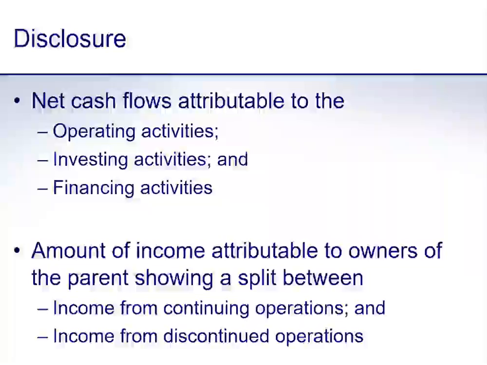We also are required to show the amount of income that is attributable to the owners of the parent. And with this particular disclosure, show the split of income that is attributable to the owners of the parent, and split it up between what income is attributable to continuing operations and what income is attributable to discontinued operations.